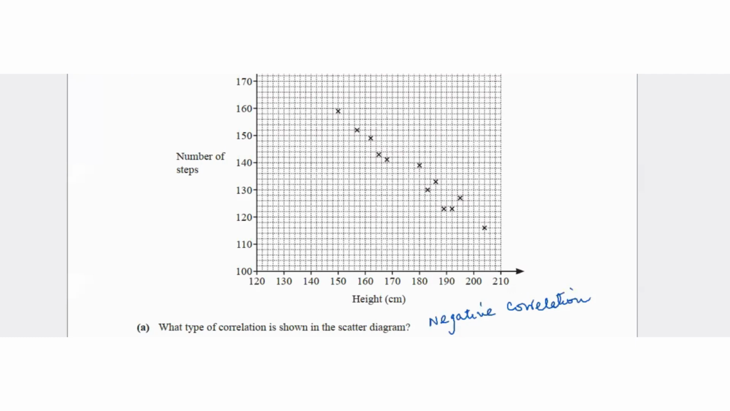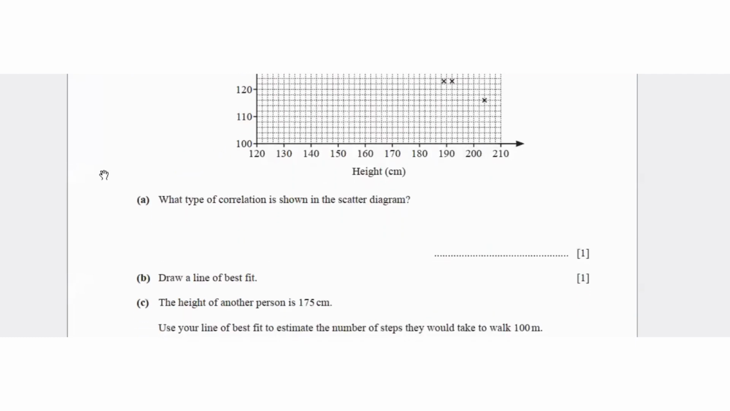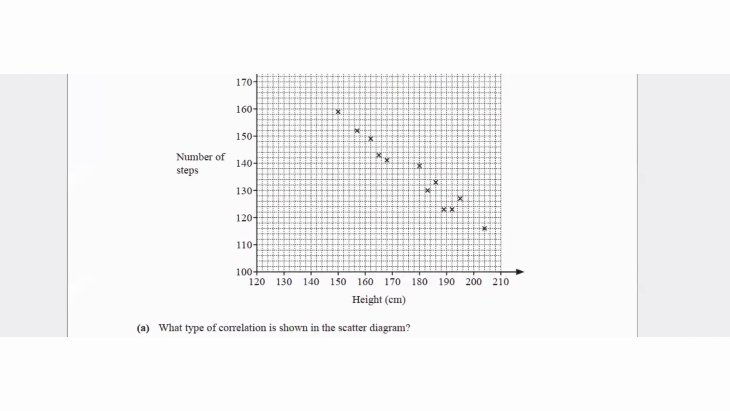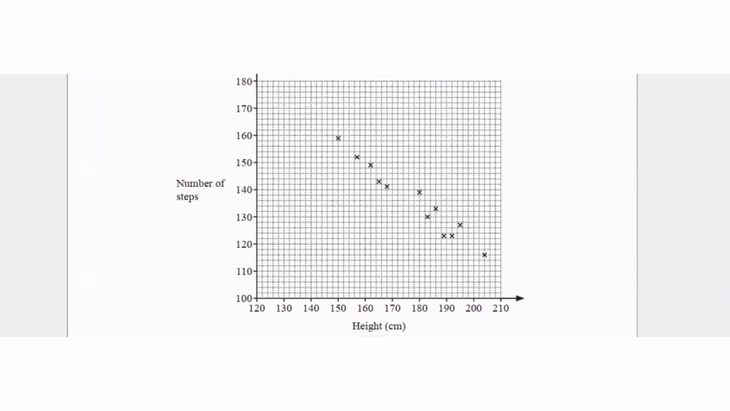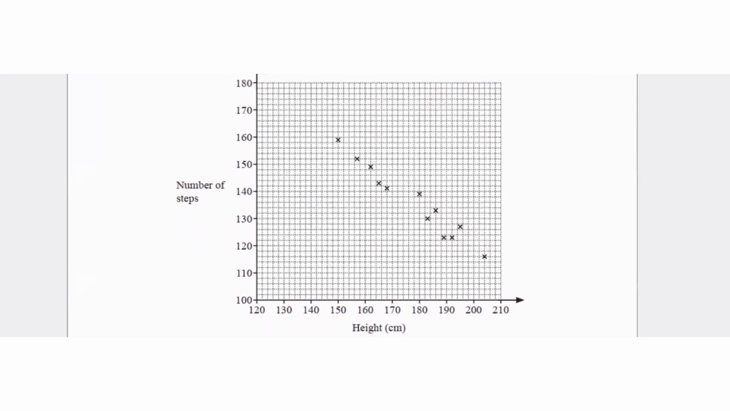Then in the next part, it's asking us to draw a line of best fit. So for that, we will draw a line which is close to the majority of the points and has an equal number of points above the line and below the line. So this is a line of best fit. Above the line, we have 4 points and below the line, we have 4 points as well. So this would be the line of best fit.